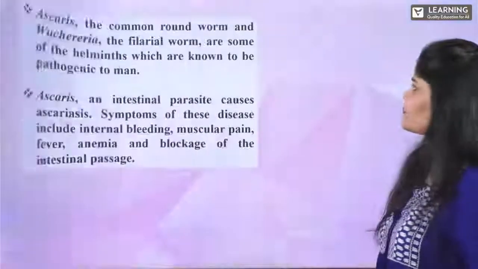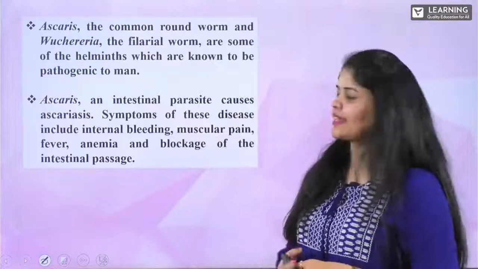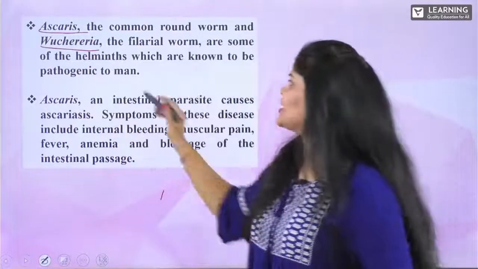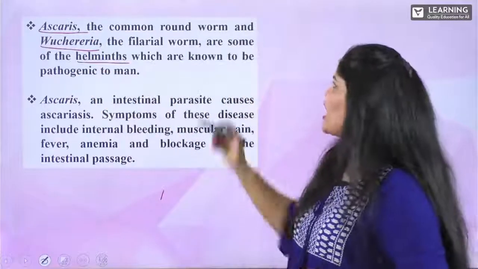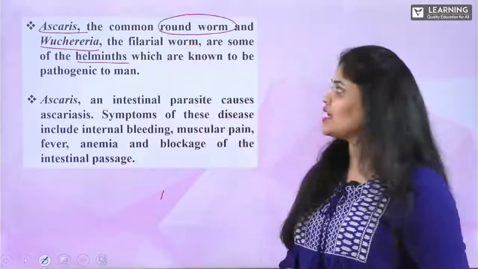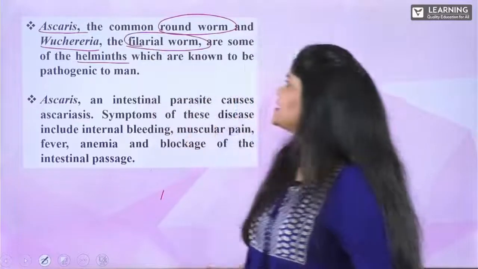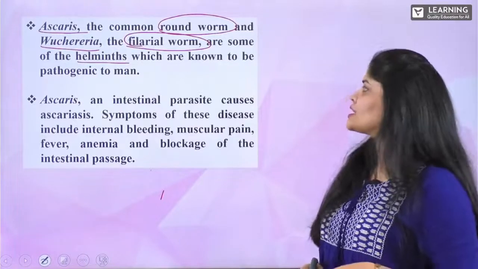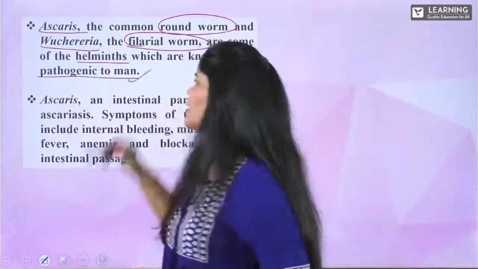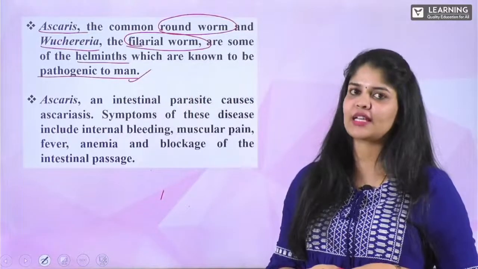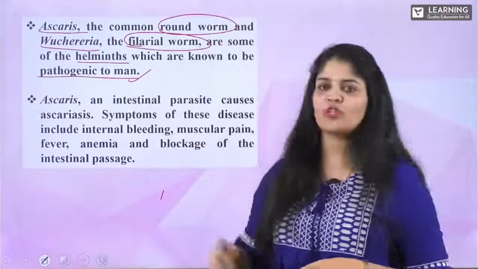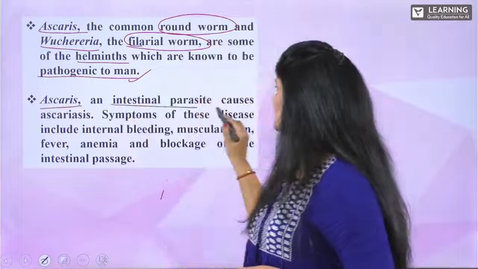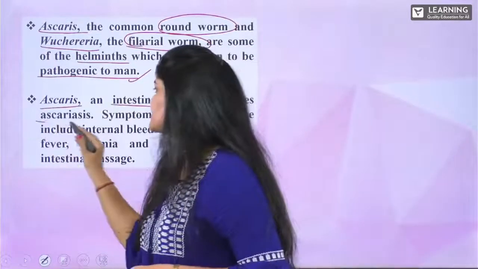Okay. Now, the next organisms are Ascaris and Wuchereria. These are helminths. Ascaris is the common roundworm, and Wuchereria is the common filarial worm. These two examples have been given in your NCERT syllabus. They are known to cause diseases in humans, and therefore they are considered pathogens of humans. Now, Ascaris is an intestinal parasite which causes ascariasis.